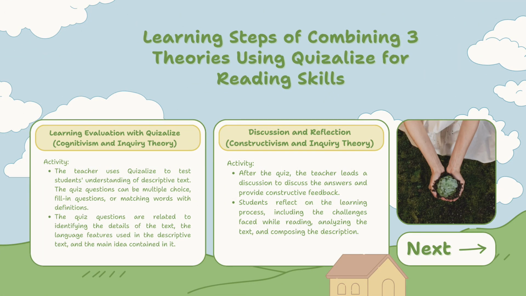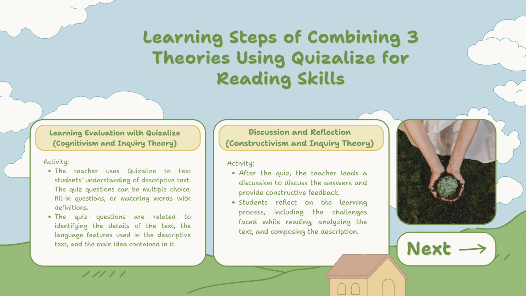Okay, number five is learning evaluation with Quizlet, adapted from cognitivism and inquiry theory. The first activity is the teacher uses Quizlet to test student understanding of descriptive text. The quiz questions can be multiple choice, fill-in questions, or matching words with definitions. The second activity is the quiz questions are related to identifying the details of the text, the language features used in the descriptive text, and the main idea contained in it.